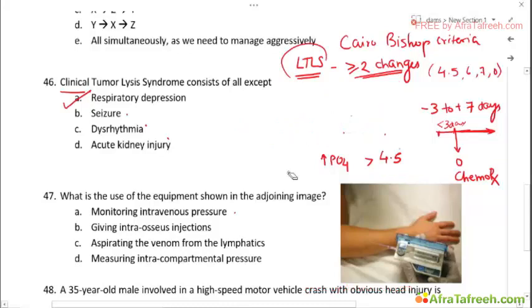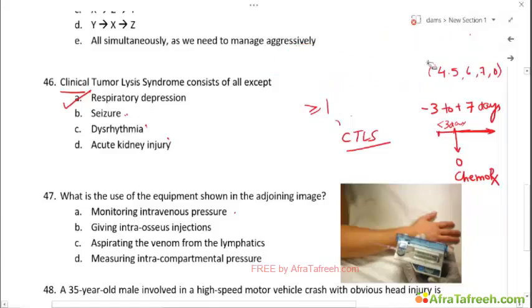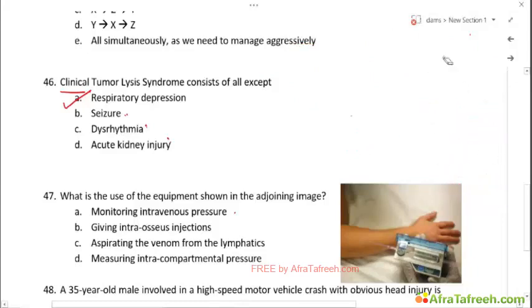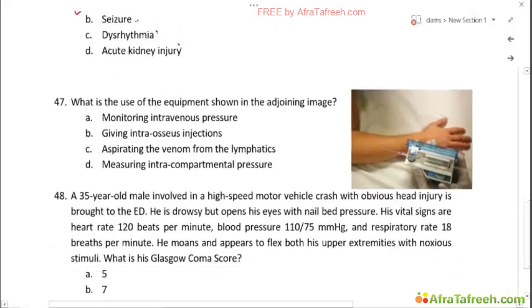If we talk about clinical tumor lysis syndrome, we've already talked about that. Presence of any one of the seizure, dysrhythmia, or acute kidney injury. If any one of them is present with laboratory changes, that qualifies for clinical tumor lysis syndrome. Okay. So this is about tumor lysis syndrome, one of the oncologic emergencies.